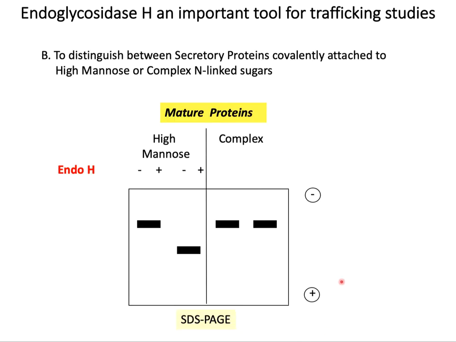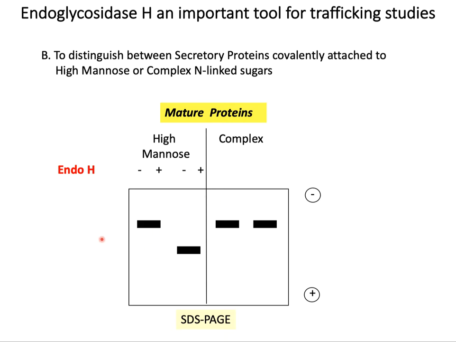What is interesting is that you can also use endoglycosidase H to distinguish between complex N-linked glycans and high mannose N-linked sugars. The reason for that is that the complex N-linked glycans gain resistance to the action of endo-H at the point they cross the medial Golgi, whereas high mannose sugars are always sensitive to endo-H.